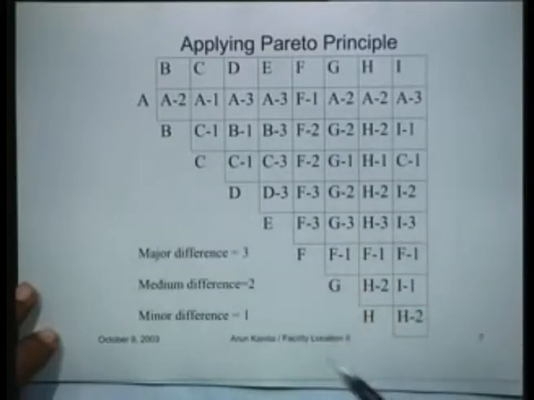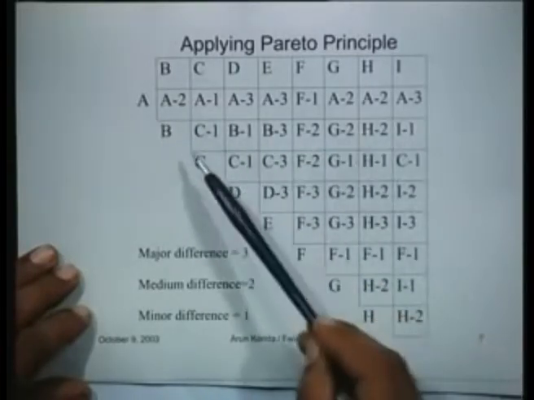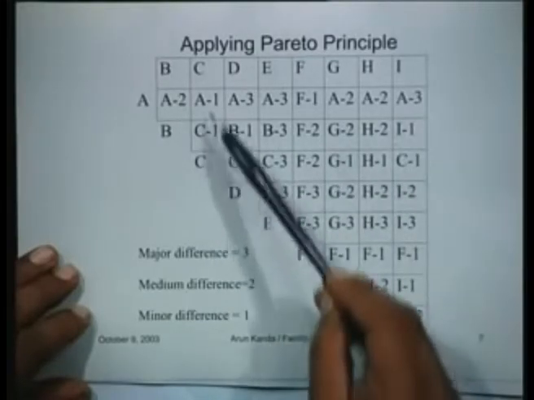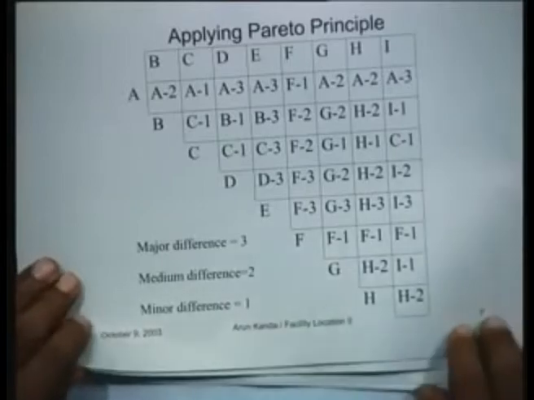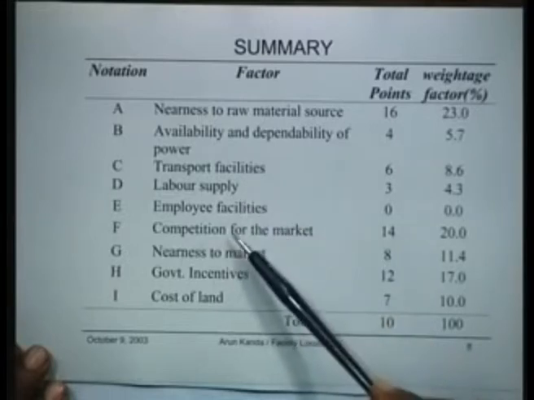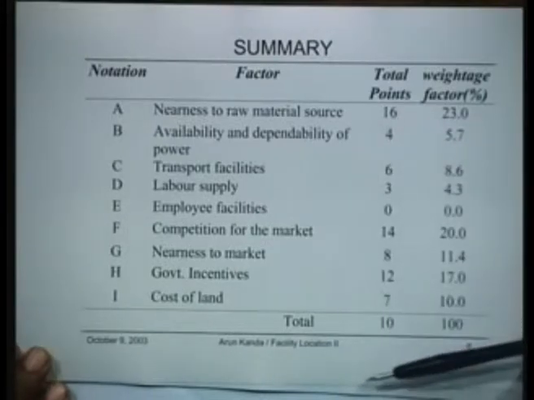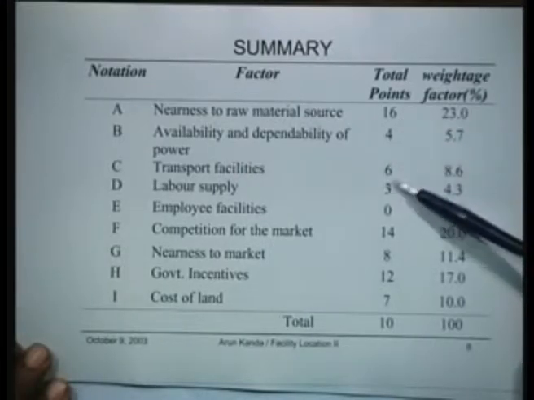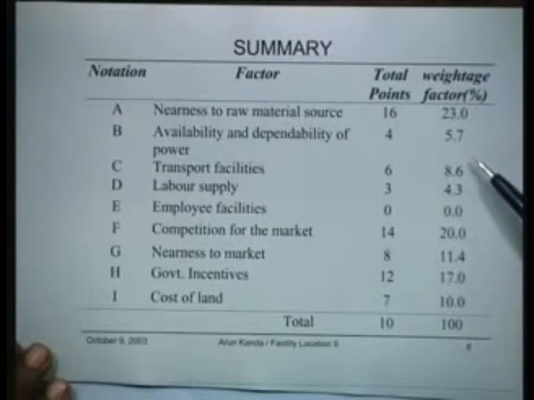So having got this information, we can simply compute the total. For instance, for total A, you can count the votes in this particular row. For B, it can be in this column and this row. For C, you can count the votes here and so on. So you would know exactly what is the score or the weightage for each of these various objectives. So in this particular example, we had these objectives A, B, C, D, E, F, G, H, I, which were nearness to raw material source, availability and dependability of power, transport facilities, etc. And the total weightage given to these particular factors came out from there as 16, 4, 6, 3, 0, 14, 8, 12, 7, and this was what was basically involved here.